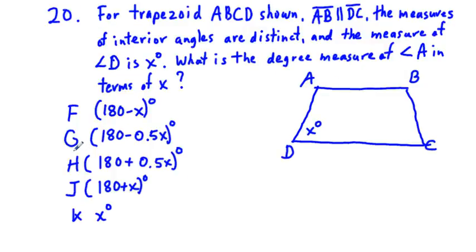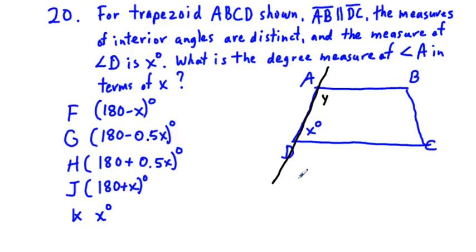20. For trapezoid ABCD shown, line segments AB and DC are parallel to each other. The measures of the interior angles are distinct, and the measure of angle D is x. What is the degree measure of angle A in terms of x? Well, what you have here is something called alternate interior angles. I'm going to draw this in black. So when you cross two parallel lines and you add these angles here, we know that this one here, I'm going to call y, and x together have to add up to 180.